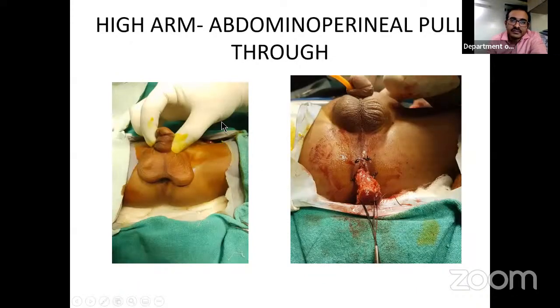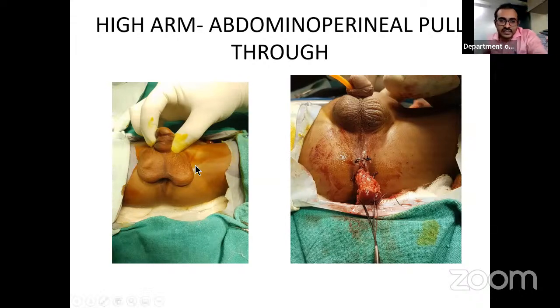Now this is a high ARM. In high anorectal malformation, where the fistula cannot be approached from the perineal dissection, we do an abdominoperineal approach, where we divide the fistula from within, and we directly dissect the sphincter muscle complex and pull the rectum through the sphincter muscle complex.